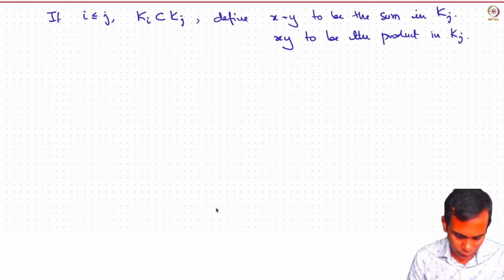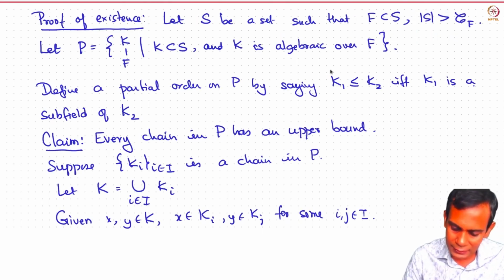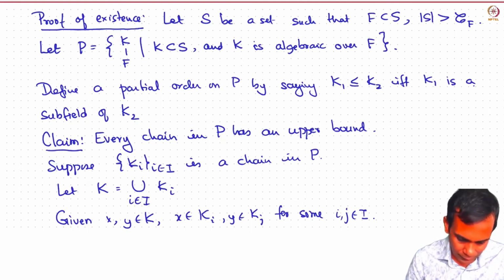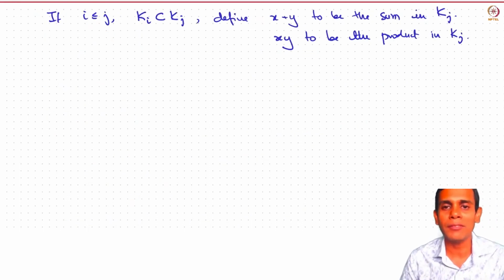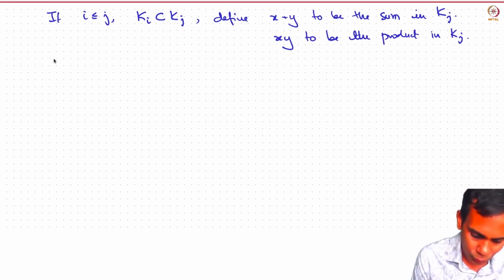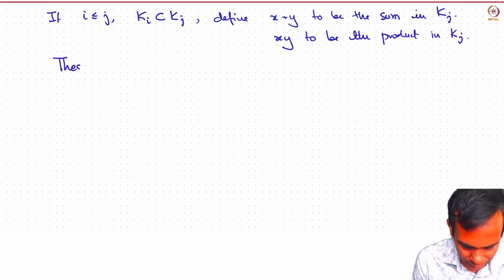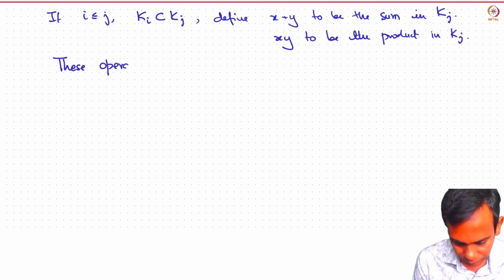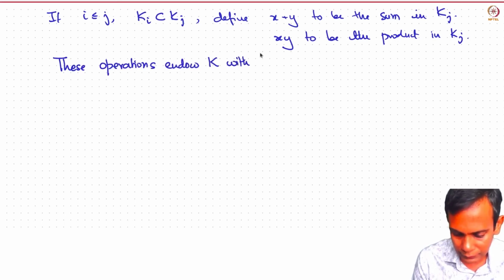And then because of the fact that our partial order insists that the subsets be subfields, this will give rise to a well-defined notion of sum and product in K and make K into a field. These operations endow K with the structure of a field.